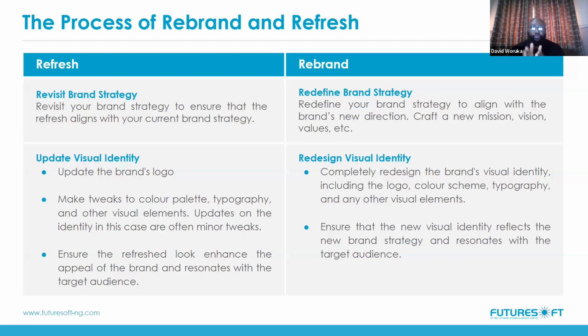Then when it comes to a rebrand, you have to redesign your visual identity. I gave the case of Airbnb. I gave the case of Bolt, from 35 to Bolt. So you could see the clear change in terms of the logo. You could see the clear change in terms of the color. So in a rebrand, it's a total redesign of the visual identity, including the logo, the color scheme, typography, and any other visual elements. Now, in some cases, you may not necessarily change your colors totally, and you may not even necessarily redesign your logo in most cases.